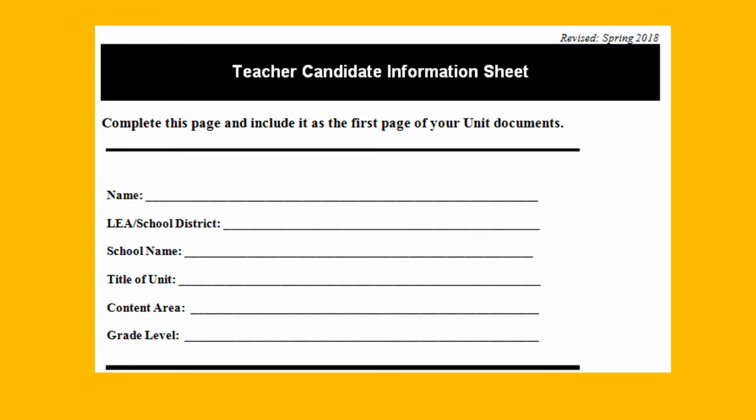Once you've decided on the class of students that you would like to use for your teacher candidate work sample, you're going to fill out this very first part of the information sheet, which is your name, the district you are currently student teaching in or interning in, the school name, the title of the unit, the content area covered, and the grade level that's going to be within this unit.